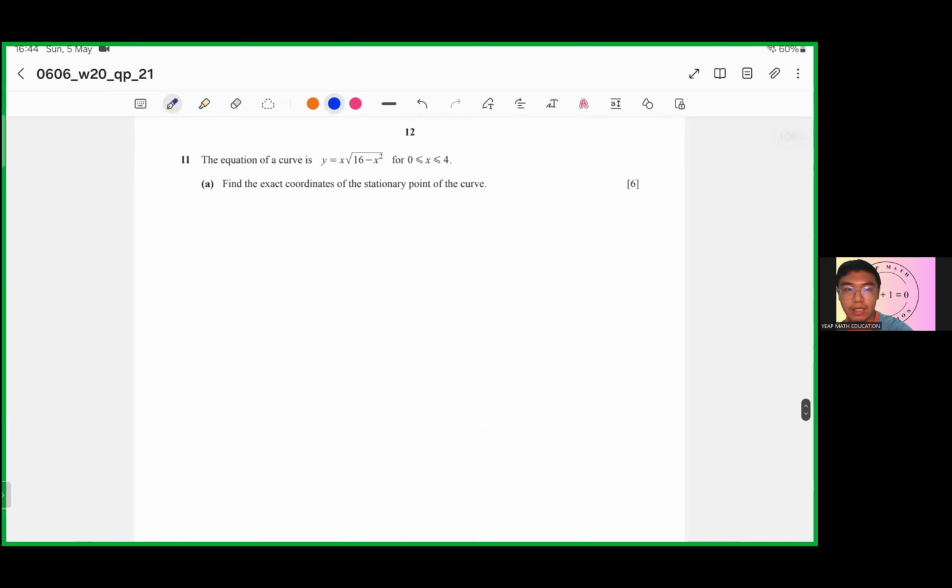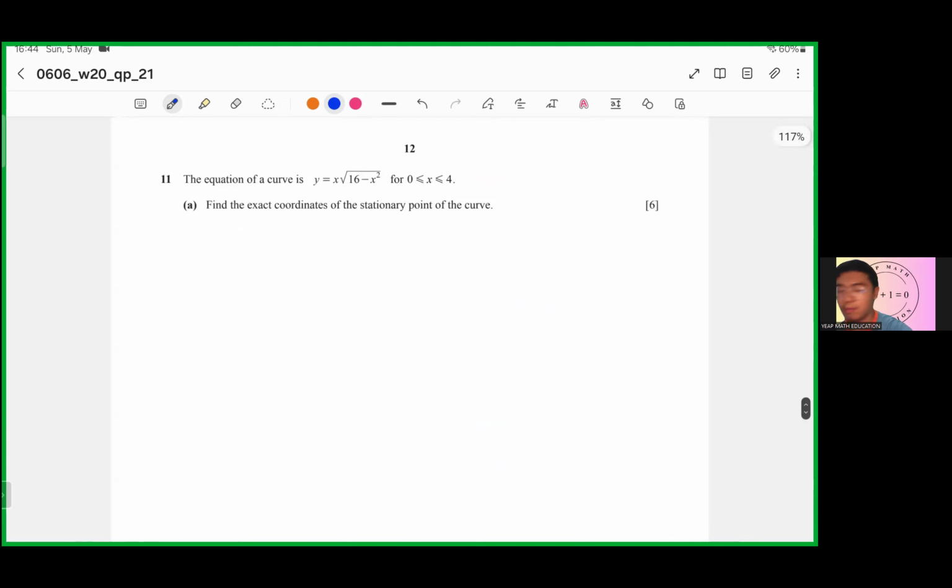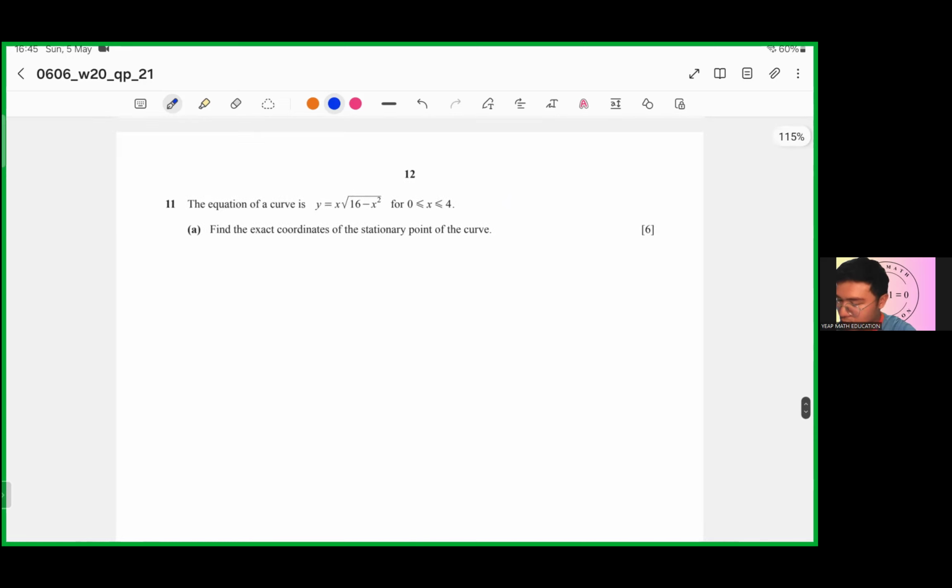Okay, the equation of the curve is y equals x square root of 16 minus x squared, for x between 0 and 4. Find the exact coordinates of the stationary point of the curve. First, we need to do the derivative. What rule can we use? Product rule. Just copy back square root of 16 minus x squared, plus x times 1 over 2, (16 minus x squared) to the power negative 1 over 2, times negative 2x.